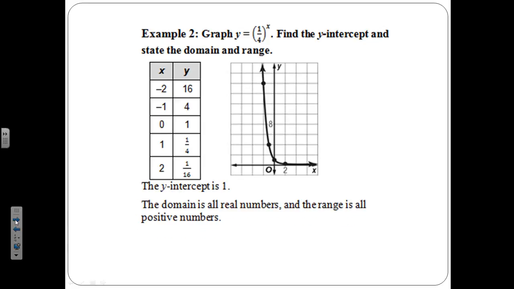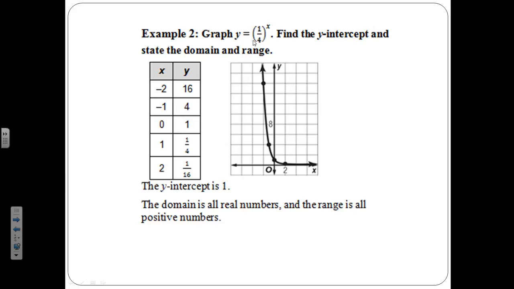Now let's take a look at example 2. It's y equals 1/4 to the x. Find the y-intercept and state the domain and range. Again, they used the same x terms, but you can use any x term you want. When they plugged in -2, they got 16. And then -1, they got 4, 0, 1, 1, 1/4, and 2, 1/16.